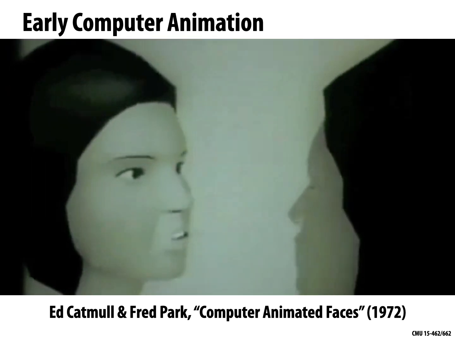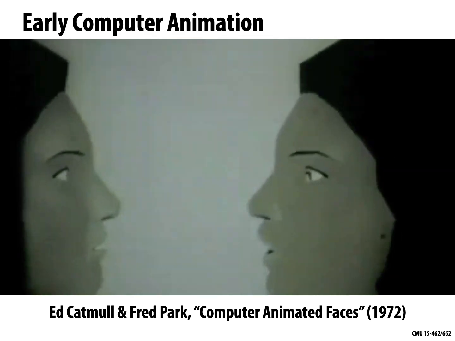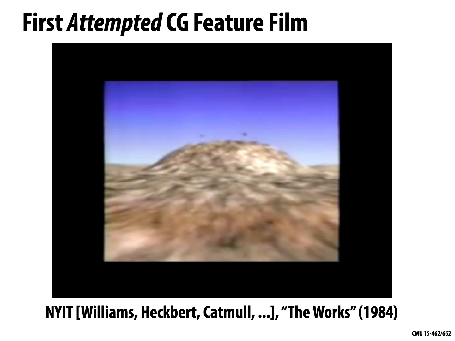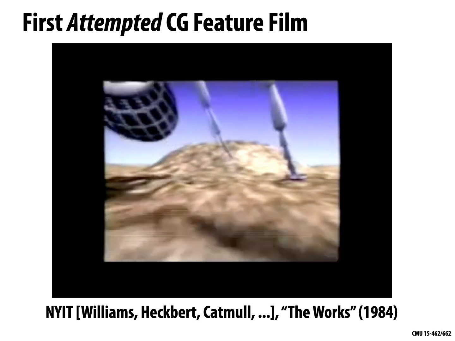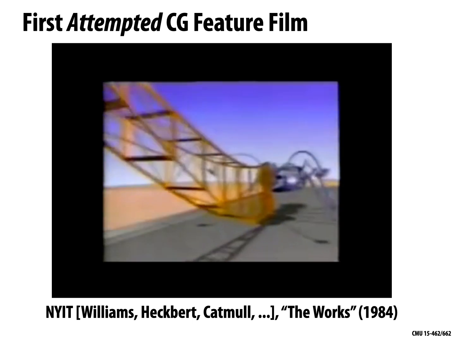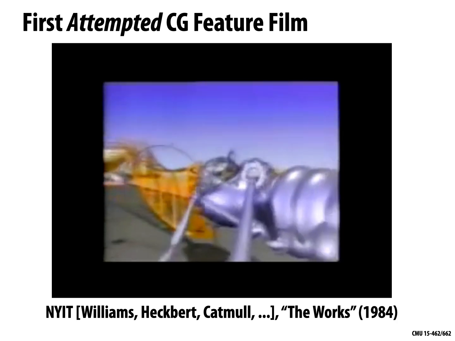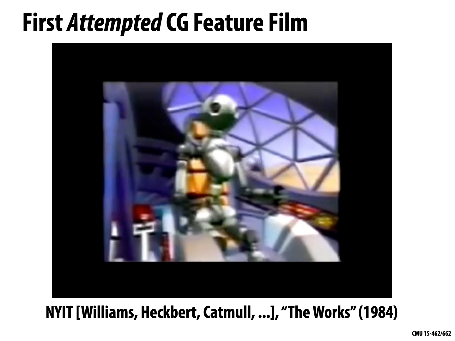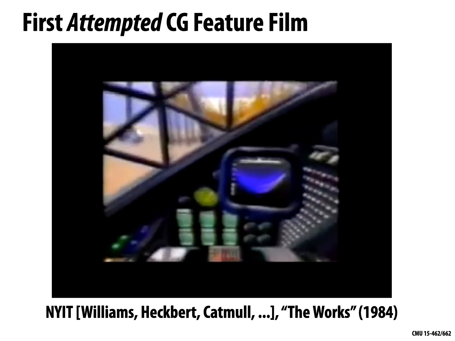Okay. What about the first feature-length computer animated film? Well, the first one that was attempted actually is this one called The Works that was done at the New York Institute of Technology. A lot of the early pioneers of computer graphics were hanging around there, Catmull, Heckbert, other folks. And they got pretty far into development for this thing, but still were at the point where compute power was holding them back. It just wasn't feasible to render all the frames of this animation.